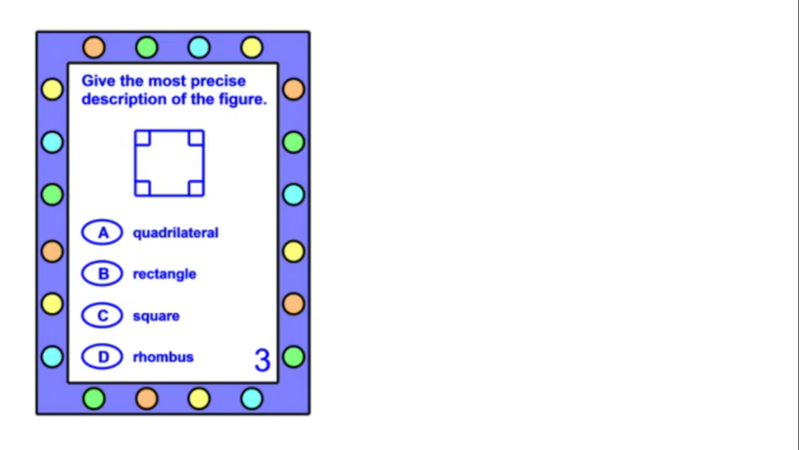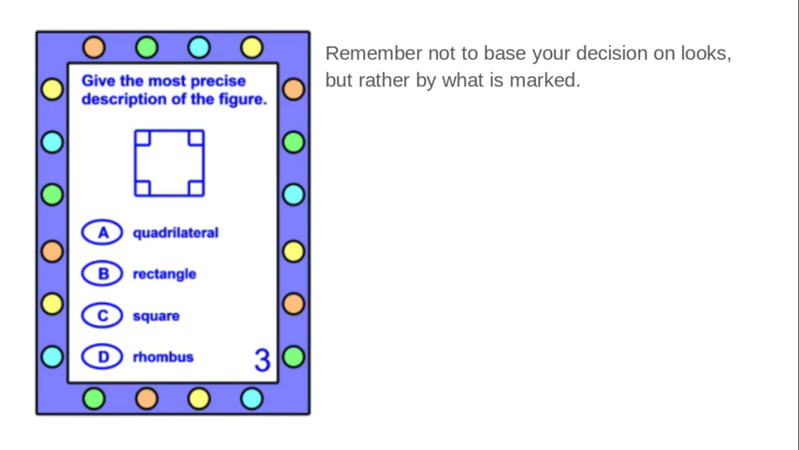You will notice we have quadrilateral, which is not a parallelogram, and then the other three are the special parallelograms. So the first thing we want to remind ourselves is that we cannot base our decision on looks. We have to go by what is marked on the diagram, and that's it. You can't go by what you think it looks like, just by what you know to be true.